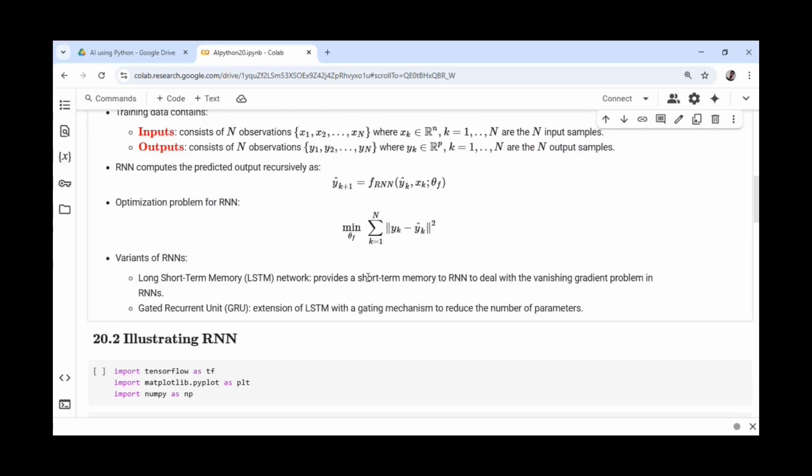Different variants of RNNs are introduced to deal with its shortcomings, such as the vanishing gradient problem. This consists of the long short-term memory network or LSTM network and the gated recurrent unit or GRU.